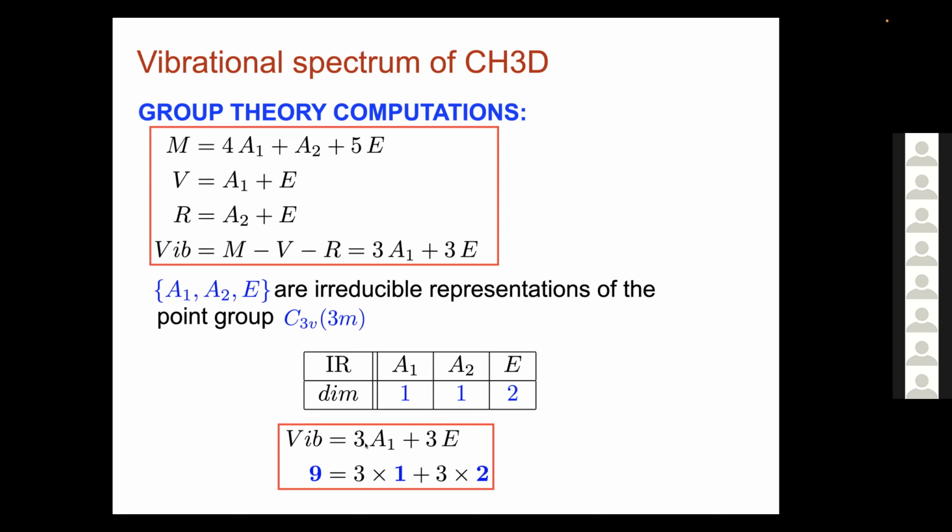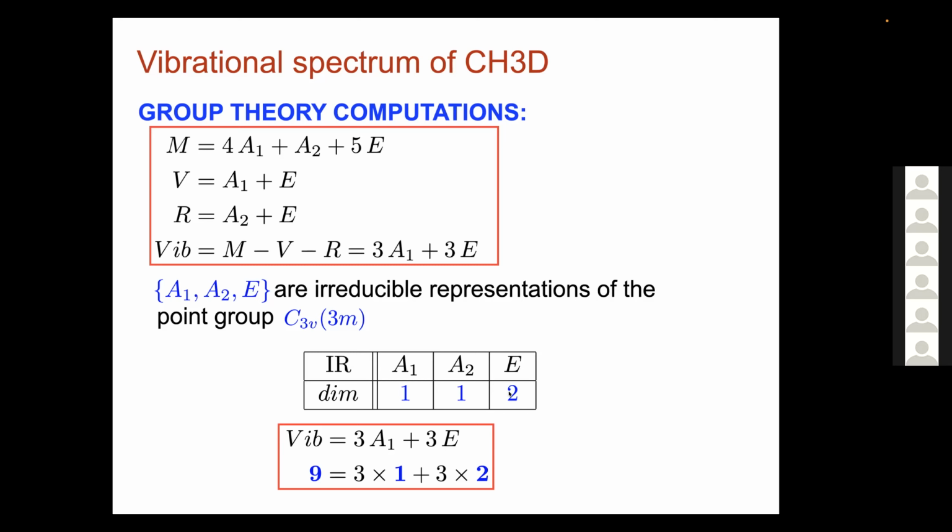The vibrational representation is going to be three times A1, so this will be three frequencies. The multiplicity is the number of frequencies. And since A1 has dimension one, they are going to be non-degenerate. This is also three times E, so three different frequencies, each of them doubly degenerate because E has dimension two.